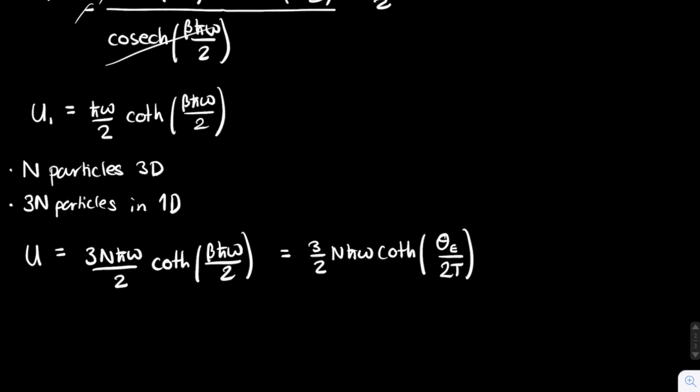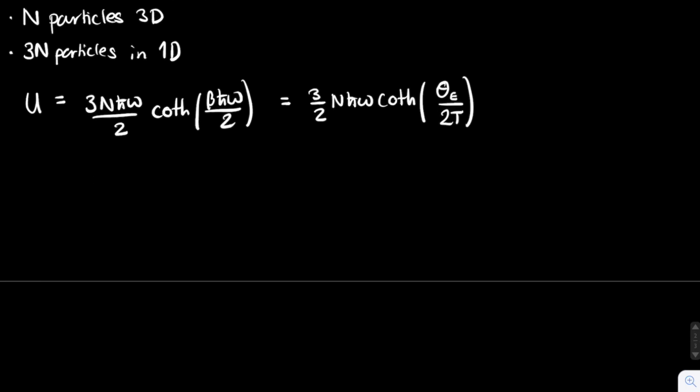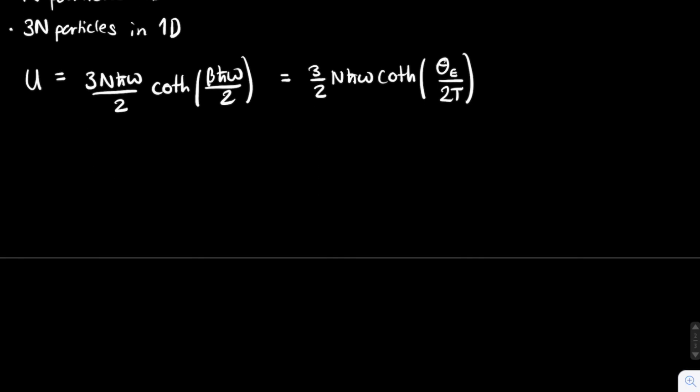I know that was a little bit of a weird step, and I can definitely appreciate that. But basically, you're multiplying it by 3N simply because you have 3N particles in one dimension. That's how we're modeling it. So finally, we're pretty much ready to do the heat capacity now. All we have to do is differentiate this with respect to temperature.